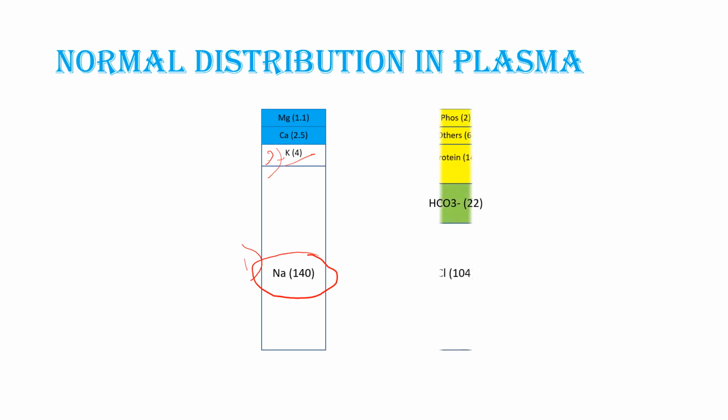Similarly, when we talk about anions, chloride is the major anion in the plasma, and this value we can measure in the ABG, as well as the value of bicarbonate. So normally these cations, that is positively charged ions, and these anions, that are negatively charged ions, are in a state of electrical neutrality, or homeostasis. To maintain the homeostasis, they are in a state of electrical neutrality.